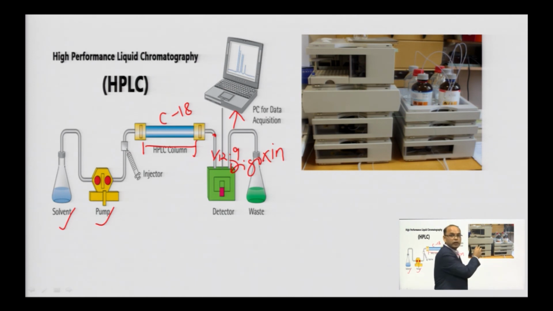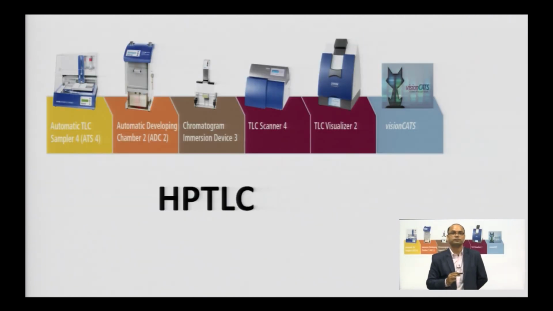This is the instrument which we can see. This is the sample holder. This is the solvent tray. This is the pump, and here we can place the column, or you can say the column incubator or column chamber, and this is the detector. So, this is the basic HPLC instrument which we can use.